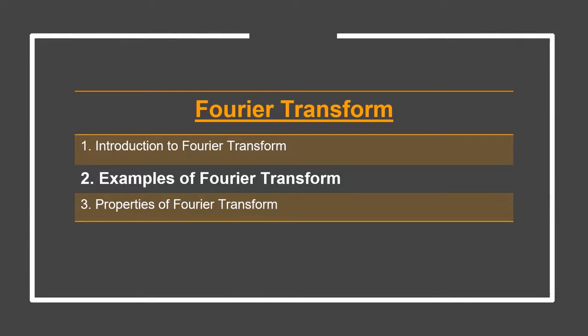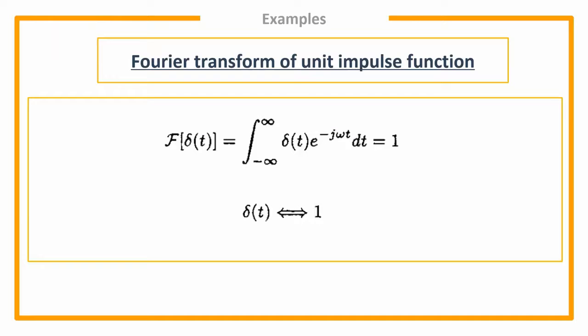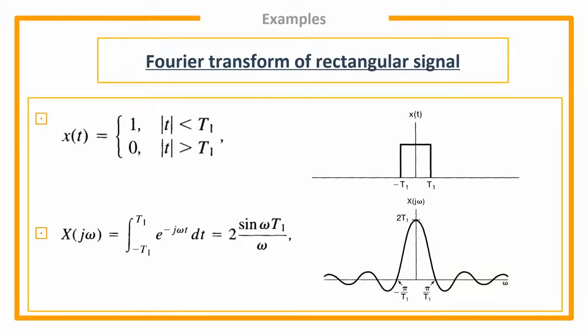Our next subsection is examples of Fourier transform. Our first example is the unit impulse function. Applying the formula from the last slide, we find that the Fourier transform of a delta function equals 1, which means that it is independent of the value of omega or frequency.